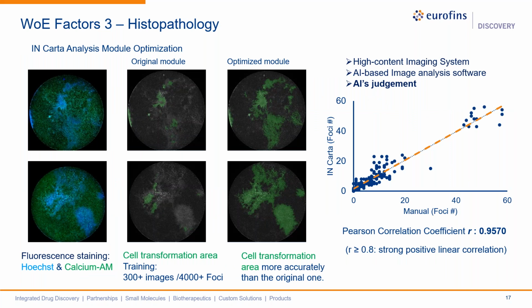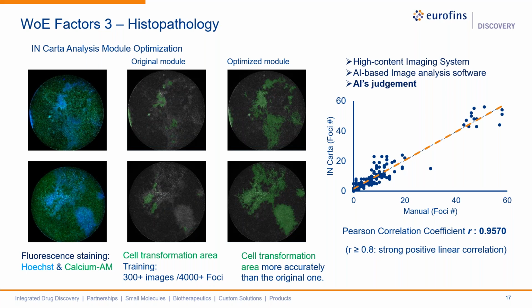Look at this image. You can see our In Carta analysis module optimization in action. The left column shows fluorescence staining with Hoechst in blue for transformed foci against normal cells stained with calcein AM in green. The middle and the right columns demonstrate how our analysis module detects these transformed areas. We have significantly enhanced our detection capability through our optimized module, which clearly identifies transformed cell areas and shows masked regions with much greater accuracy than our original images.